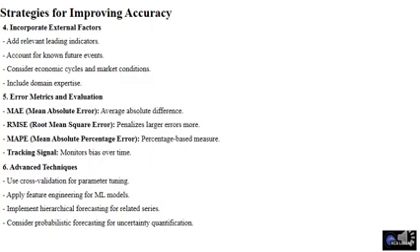Error metrics and evaluation: MAE, that is mean absolute error, the average absolute difference; the root mean square error, RMSE, which penalizes larger errors more; then MAPE, mean absolute percentage error, a percentage based measure; then the tracking signal, which monitors bias over time.